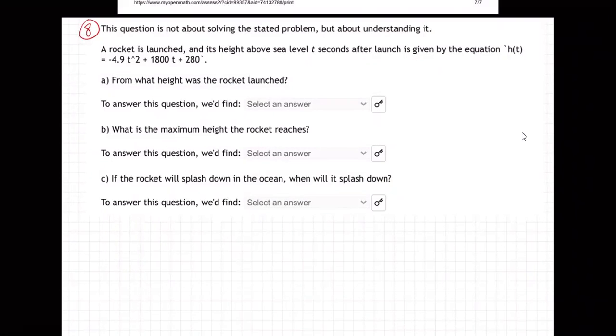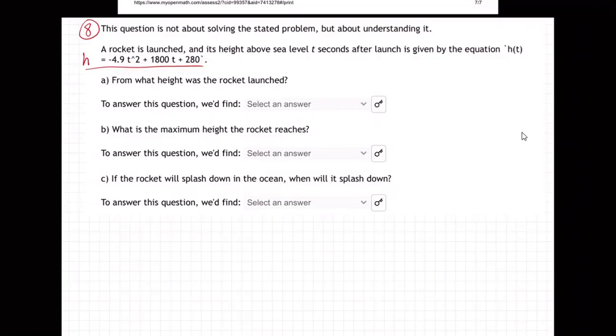Now, I know just reading these words probably seems like, what in the world? This is kind of a crazy question. But let me help with that. First off, notice that this equation here, h, height, this h stands for height, is an x squared equation. See it right there? It's minus 4.9 t squared plus 1800 t plus 280.